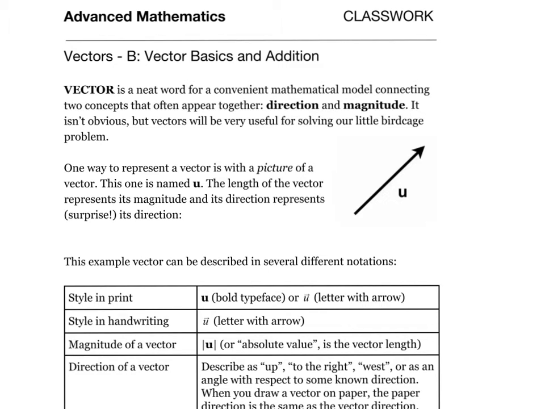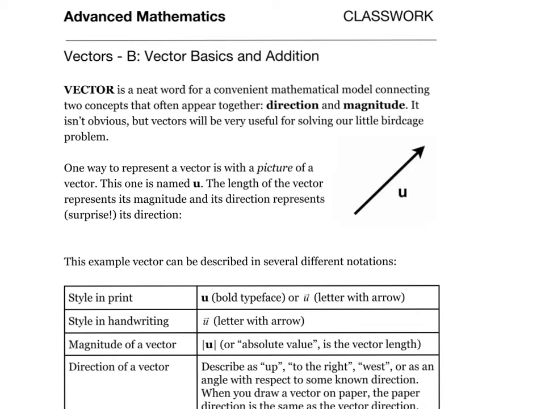Hey, welcome to Advanced Math, Unit 12, Part B, Page 1. This is the unit on vectors, and Part B is talking about adding vectors, subtracting vectors, doing very simple arithmetic with vectors.